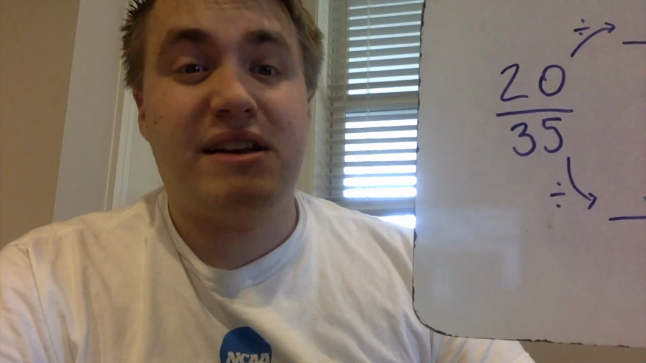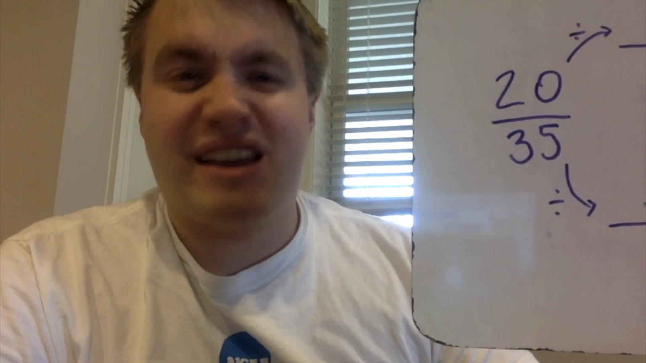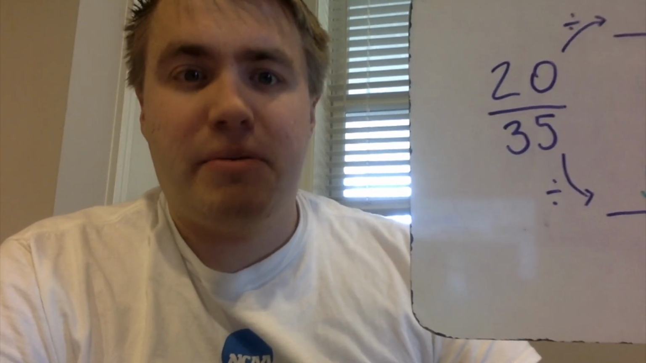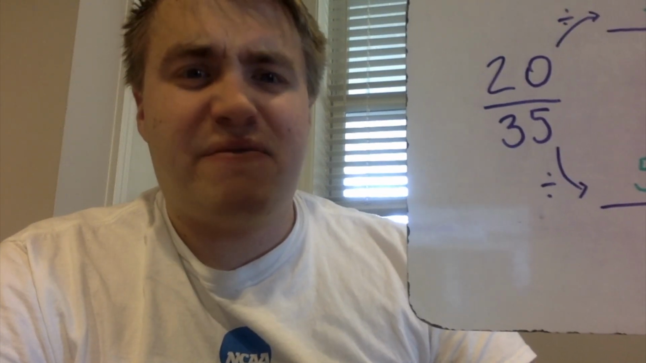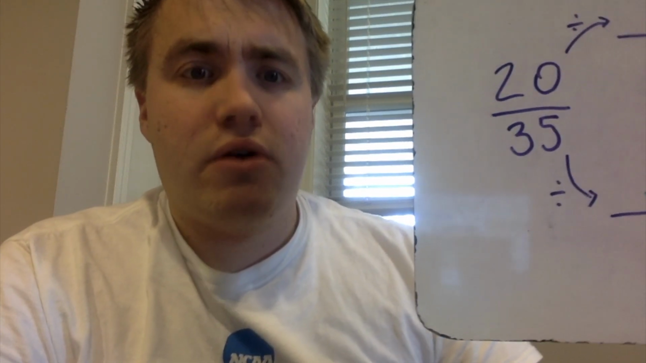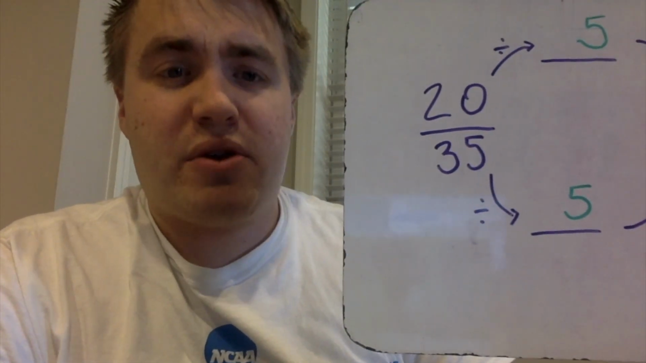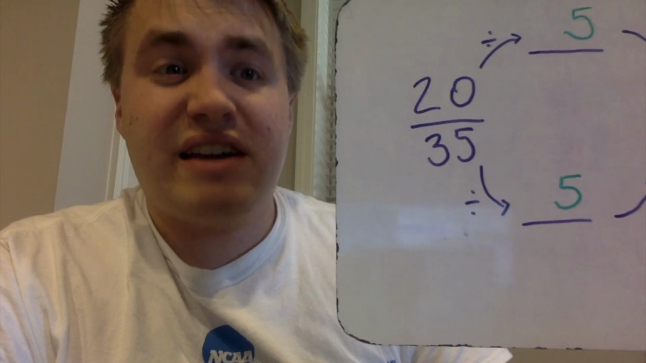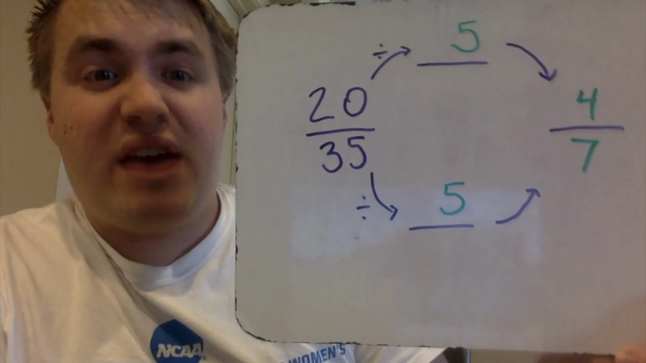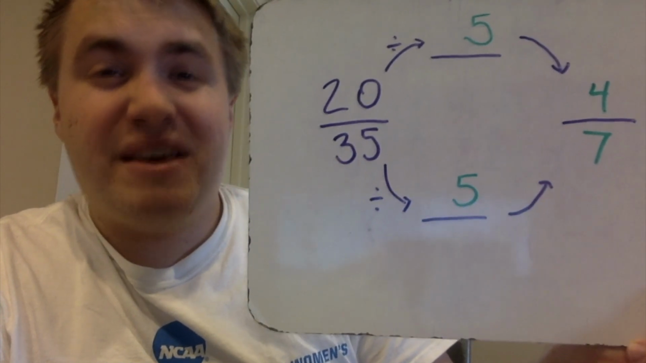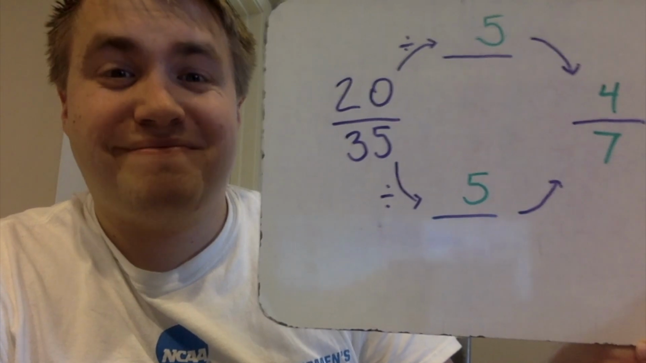So I would go up to my next number, and I would say, can 5 be divided into 20 evenly? And I think I just did say that with my last one, because 4 times 5 does equal 20. And can 5 be divided into 35? Well, sure it can. We know that 7 times 5 does equal 35. In which case, I can say that 20 divided by 5 is 4, and 35 divided by 5 is 7. So 4/7 is my simplified fraction here.